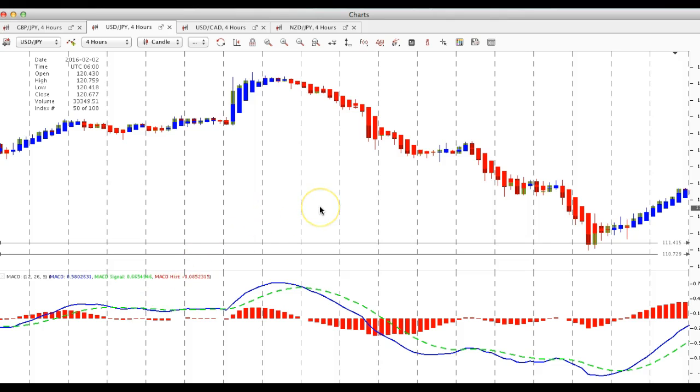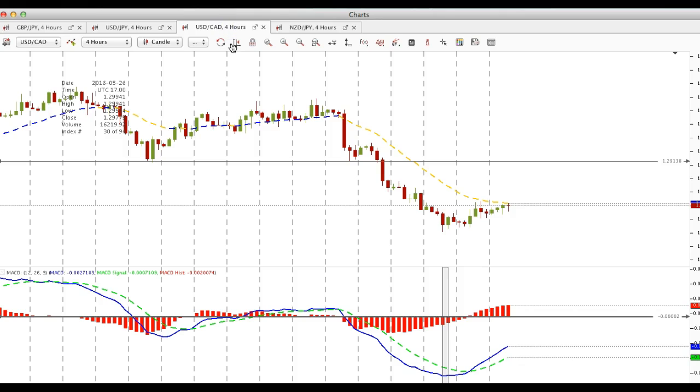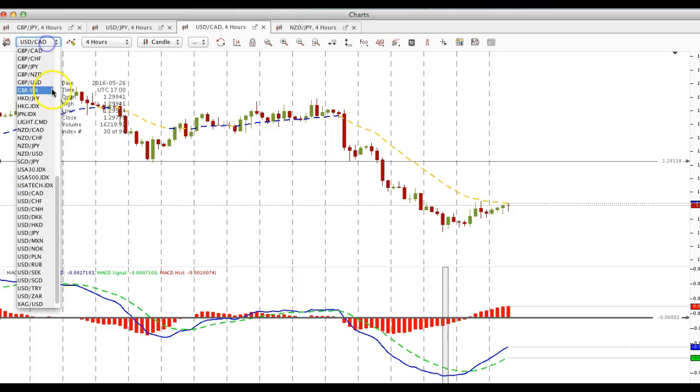We have news events coming up in about 29 minutes on the Canadian dollar, Canadian jobs report. So we're going to be trading the CAD yen and the pound CAD and the USD CAD.